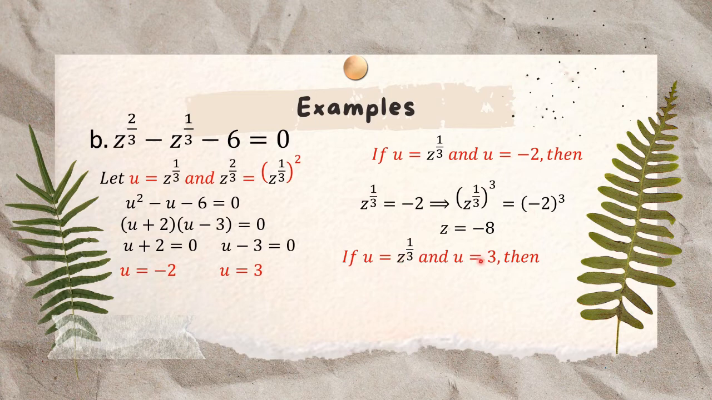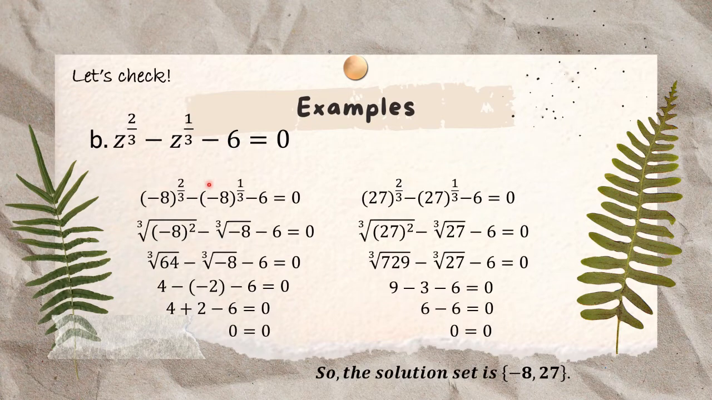And if u is equal to 3, we have z raised to 1/3 is equal to 3. And same as we do here, we are going to raise each side to 3. We have z is equal to 27 since 3 cubed is equal to 27. Then, if we're going to check the values of z, in our previous slide we have z is equal to negative 8 and z is equal to 27.